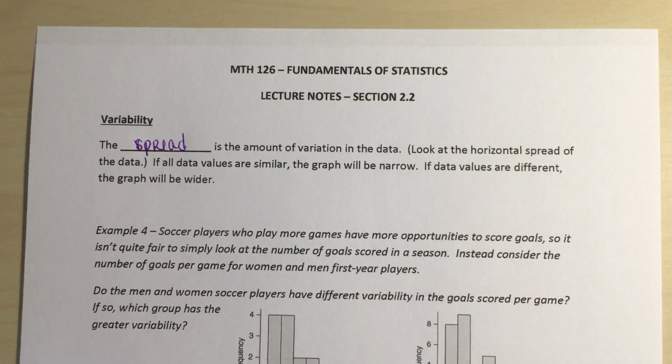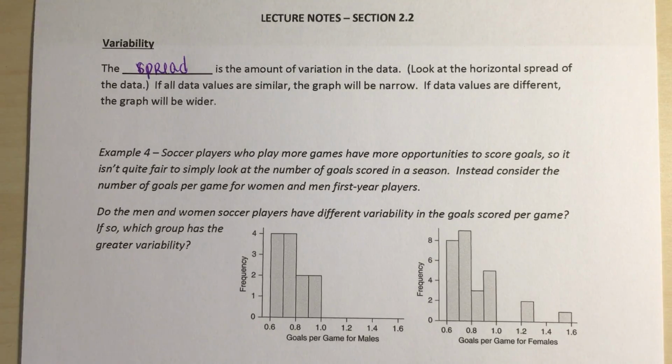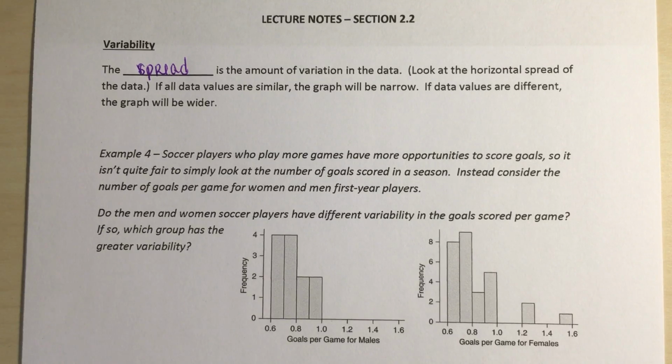All right, so when we're thinking about those first three things that we were looking at, we talked about shape, center, and spread. So spread is going to do with the differences in our data. It's going to have to do with the amount of variation in our data. Again, we talked about variation in the beginning. As we're looking at our histograms, we're going to look at the horizontal spread of the data. How spread out is our data set? If the data values are similar, the graph will be narrow. If the data values are different, the graph will be wider.